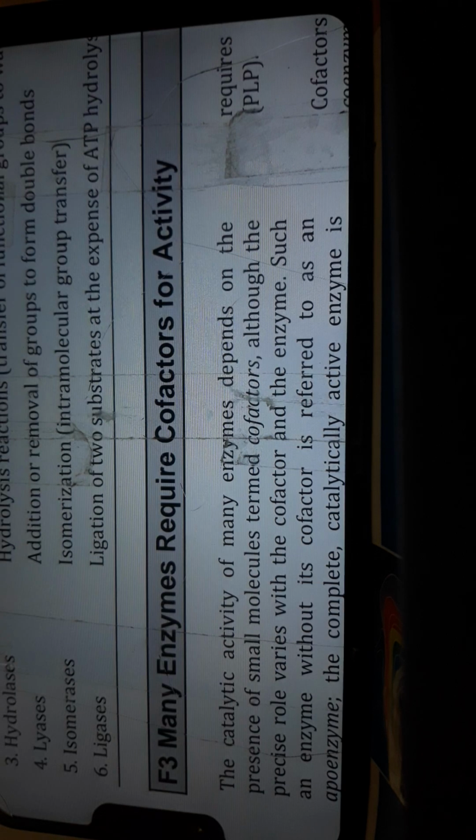So tomorrow's topic would be F3. Many enzymes require cofactors for activity. I'll be going on to the MCQ session now. Alright, yesterday we stopped at number 53.